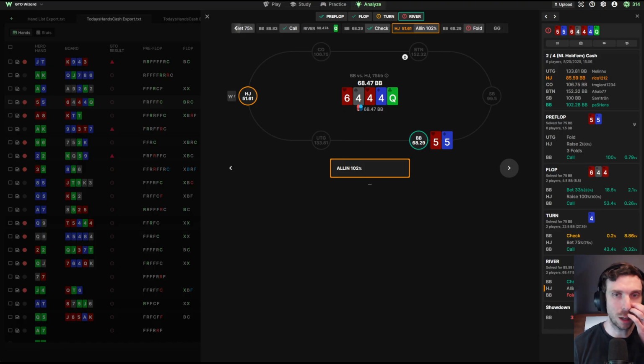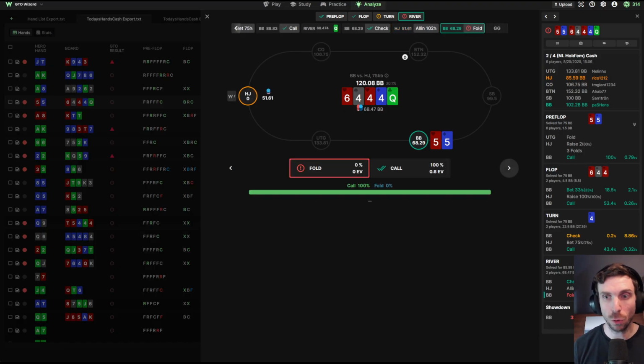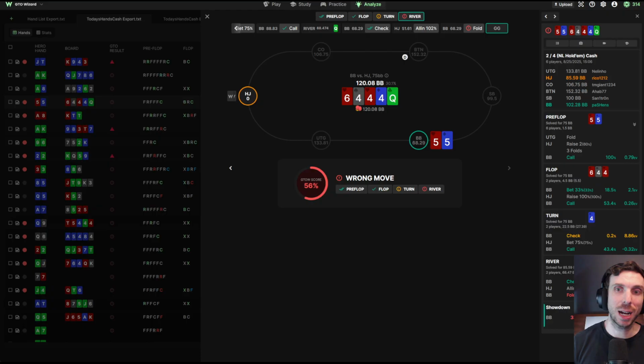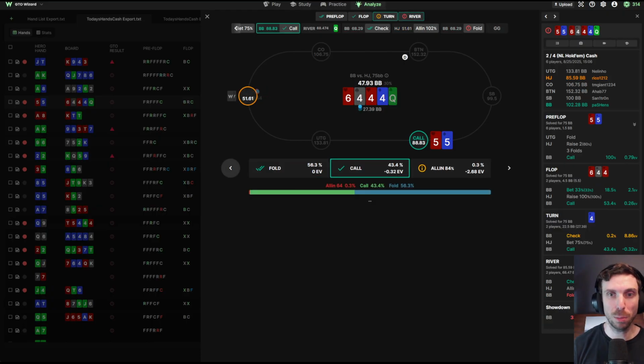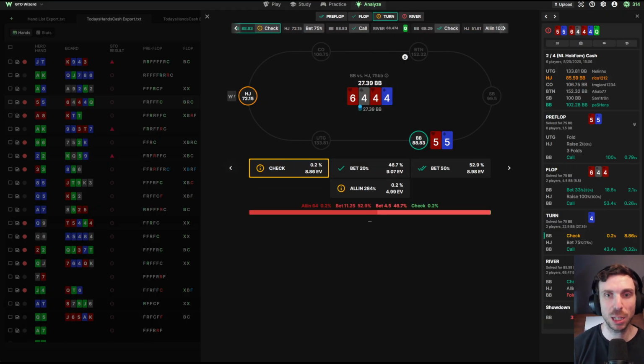And then the queen of clubs comes in and they jam and I finally fold the river, which, yeah, I think I should have probably folded the flop versus the pot size bet.